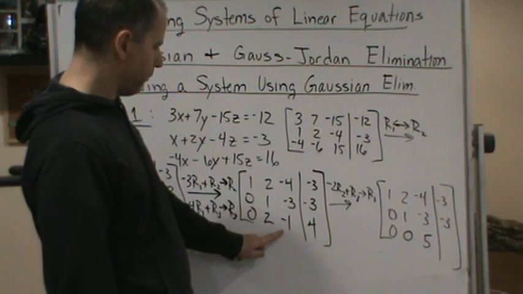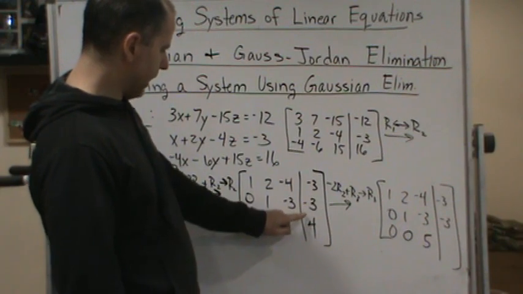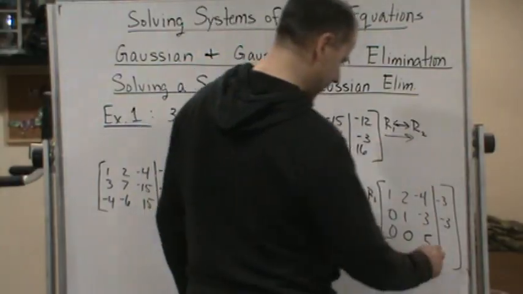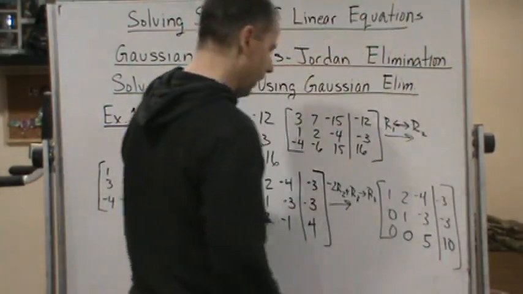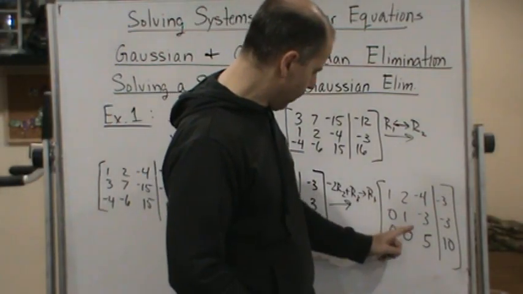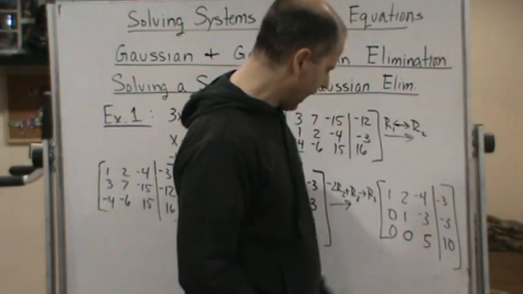And then we take negative 2 times negative 3, which is 6, plus 4 is 10. All right? Now so we've got our leading ones. Now we just have to deal with the last row.